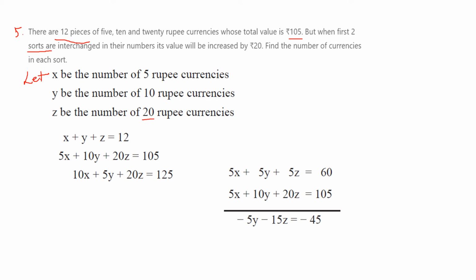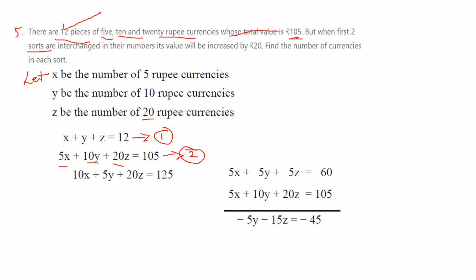Our first condition, there are 12 pieces. Therefore, first we will write x plus y plus z equal to 12. That is our first equation. Next one, 5, 10 and 20 rupee currencies total value is 105. Therefore, 5 rupee 5 currencies. So 5 into x 5x, 10 into 10 rupee currencies 10y, plus 20 into 20 rupee currencies 20 into z, 20z equal to 105. This is our second equation.